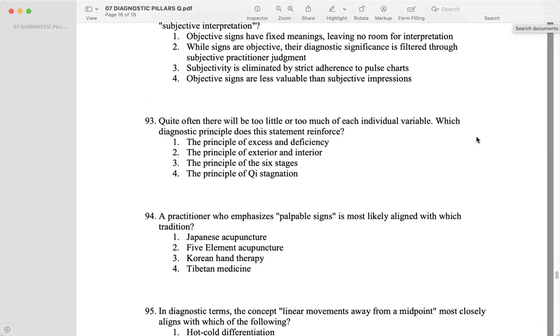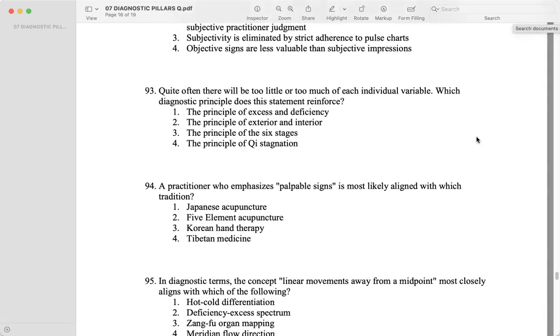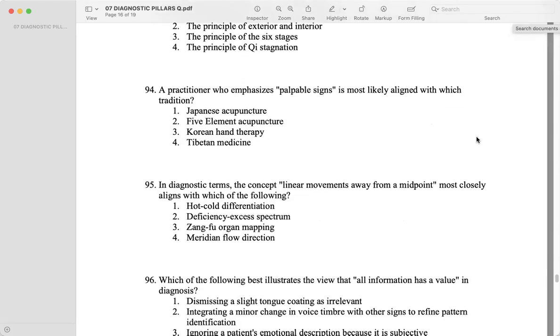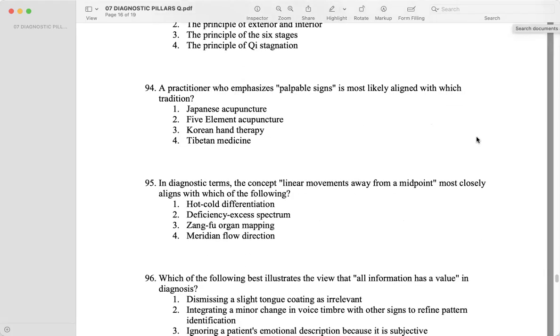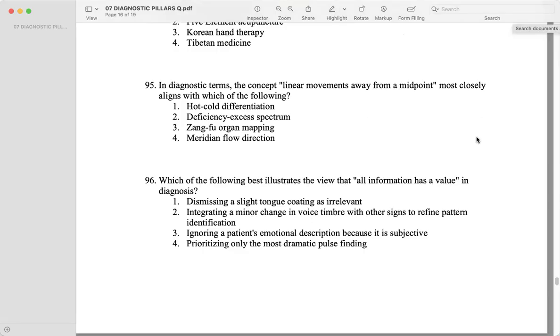Quite often, there will be too little or too much of each individual variable. Which diagnostic principle does this statement reinforce? The principle of excess and deficiency. A practitioner who emphasizes palpable signs is most likely aligned with which tradition? Japanese acupuncture.